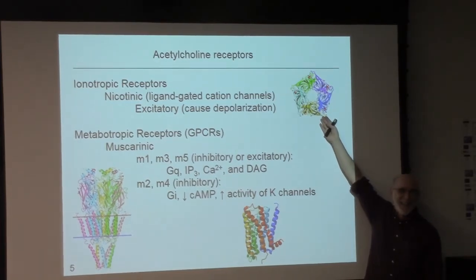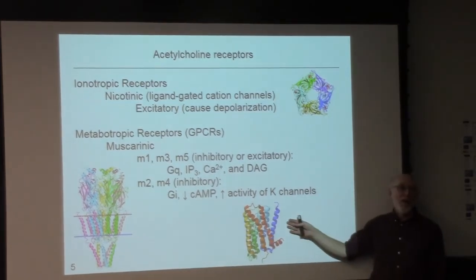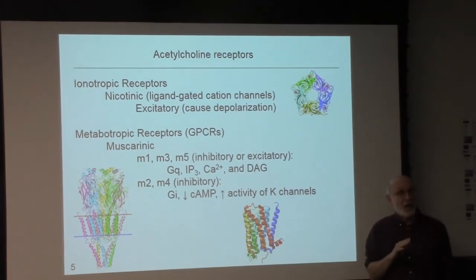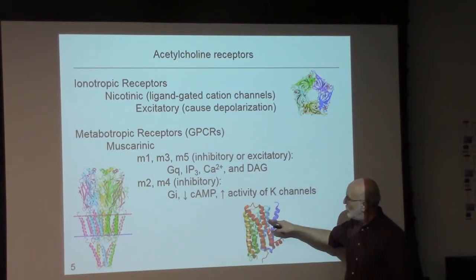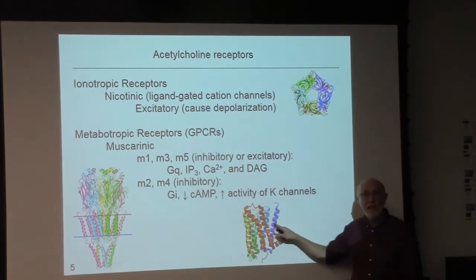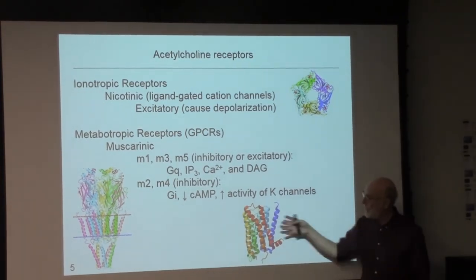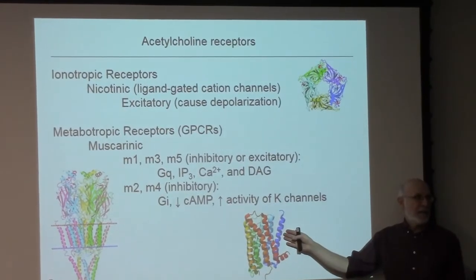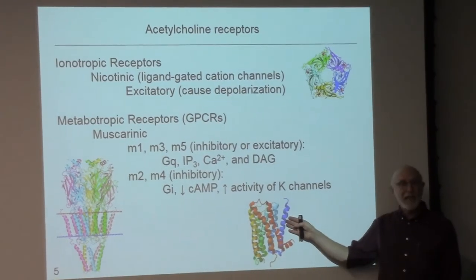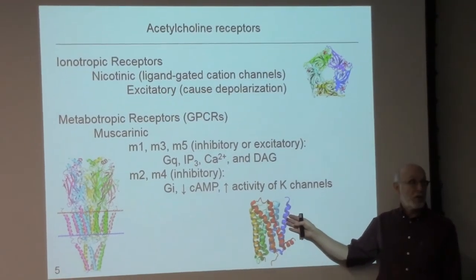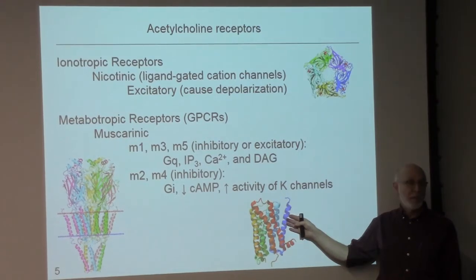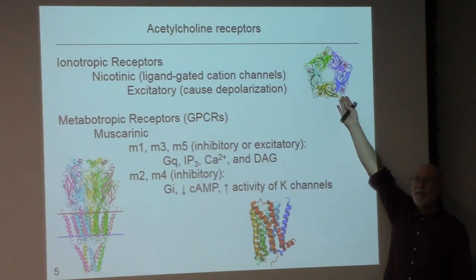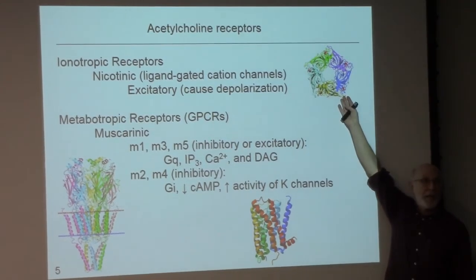If you don't see a pore, it's a metabotropic receptor. And there are two ways to know. 1, 2, 3, 4, 5, 6, 7 transmembrane segments. The membrane is here. A bundle of 7 alpha helices is a defining characteristic of all metabotropic receptors, all GPCRs. Having a pore is the defining characteristic of an ionotropic receptor.